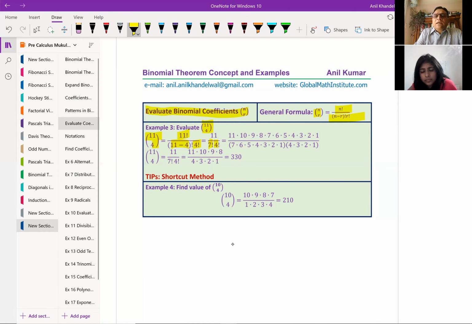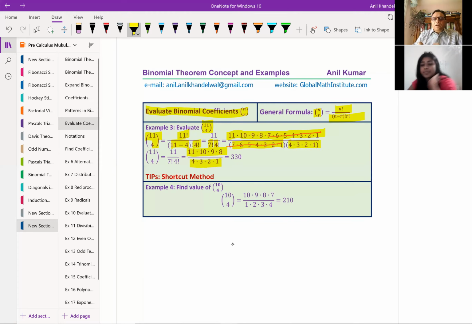Now, what is 11 factorial? 11 factorial is 11 times 10 times 9, 8, 7, 6, 5, 4, 3, 2, 1. And 7 factorial, 7, 6, 5, 4, 3, 2, 1. And 4 factorial, 4, 3, 2, 1. So those are your factorials. You will notice that they cancel. Do you see this? Once you cancel them, what remains is 11, 10, 9, 8 divided by 4, 3, 2, 1. And then you can calculate this value easily, correct?